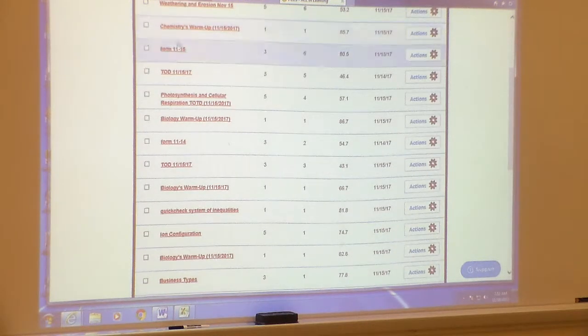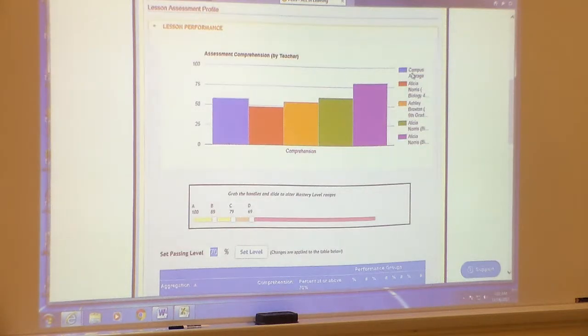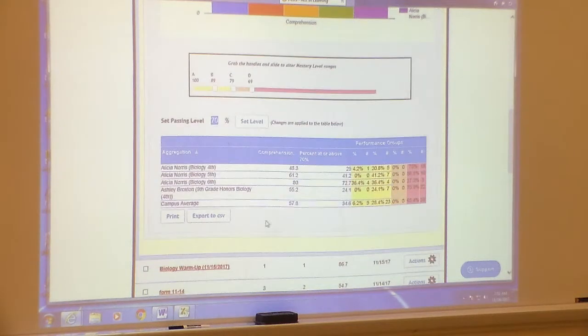Now, let's say you're in photosynthesis and cellular respiration. Here, it gives me a campus average, because there are different teachers in here that used it. Ms. Norris was using it, and Ms. Broxton was using it. It shows what Ms. Norris's class scored: her 6th period scored an 80 average, and her 5th period didn't get it. They were at a 61. So it breaks it down for you, and then it even breaks it down to your class. It gives you reports when you click on them.